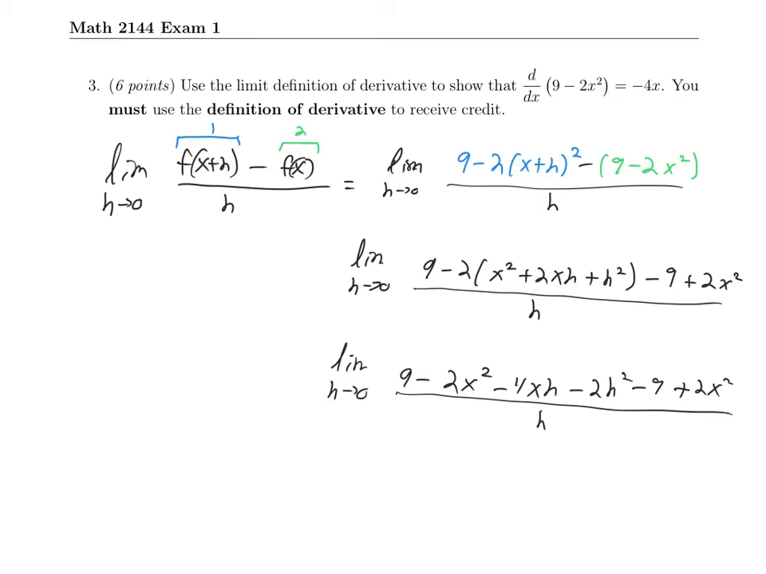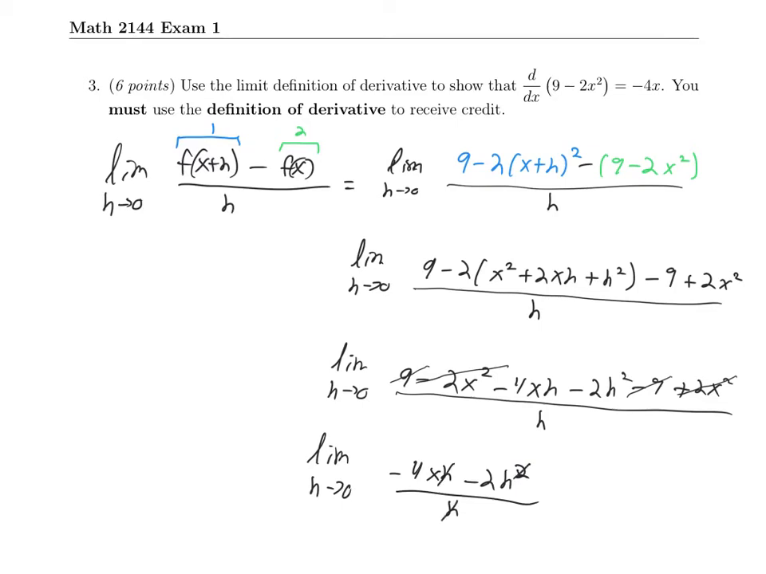From here, I can see that a couple things will go away. We have a negative 2x squared and a positive 2x squared, so those two cancel. We have a 9 and a negative 9, so those two cancel. What we're left with is everything in the numerator: negative 4xh minus 2h squared. Each term has an h in it, so we can cancel one h from each of the terms on top to get rid of the thing on the bottom.